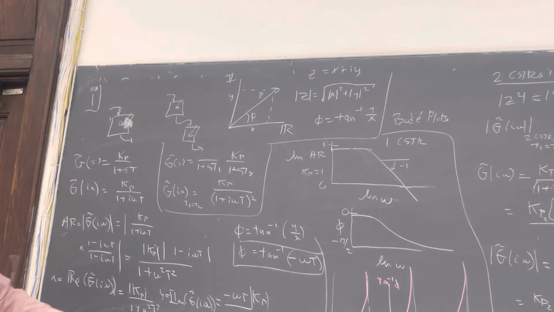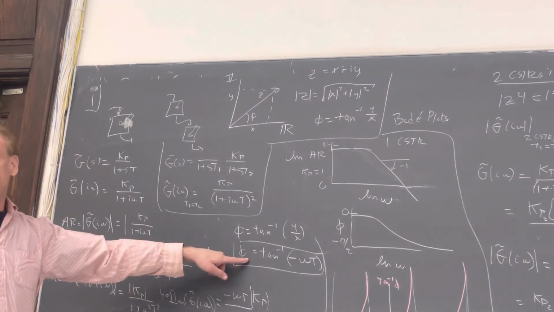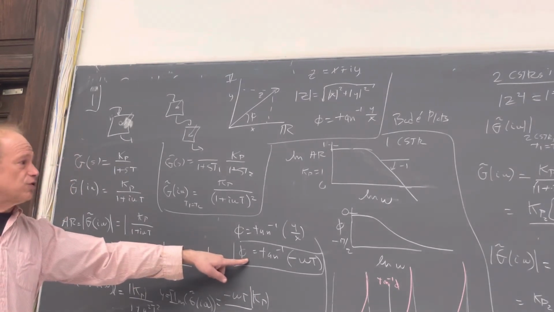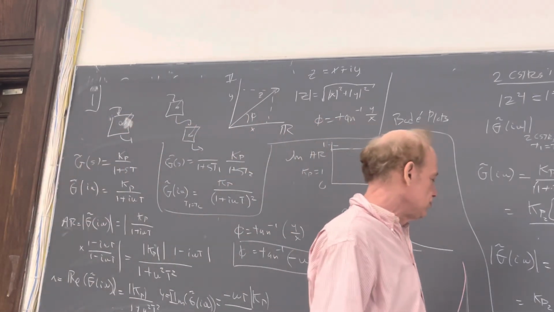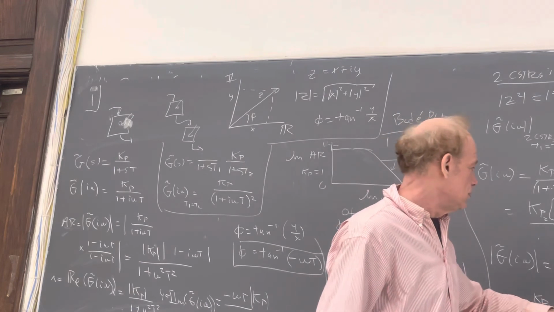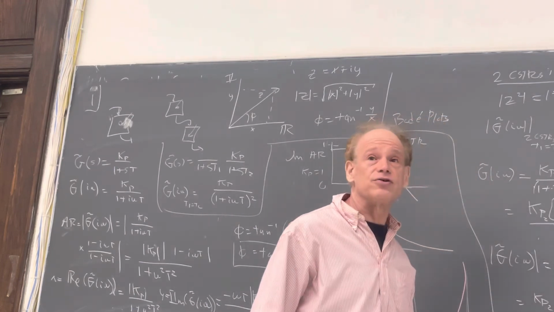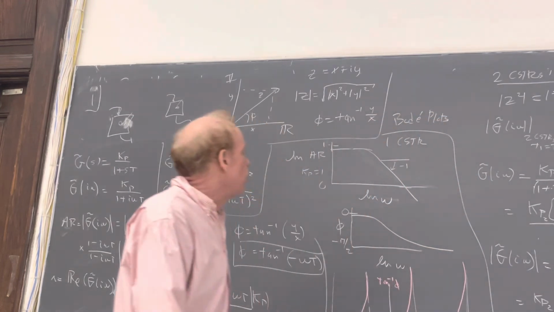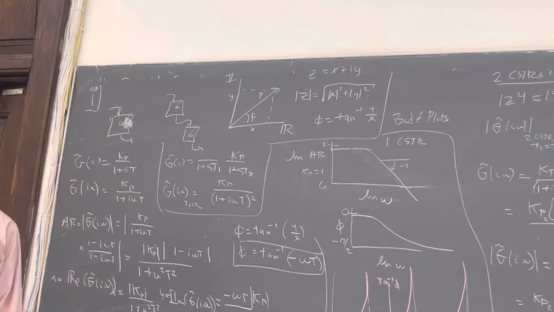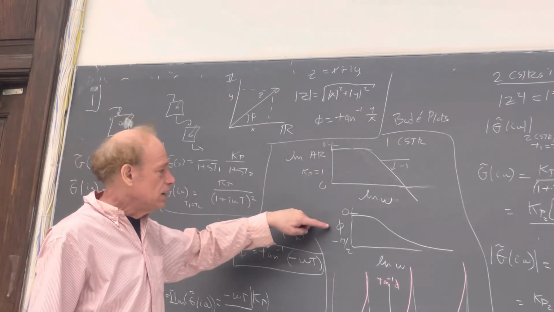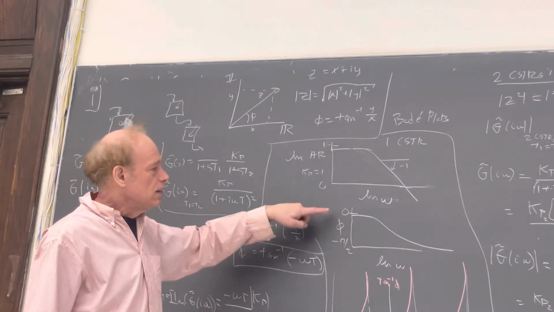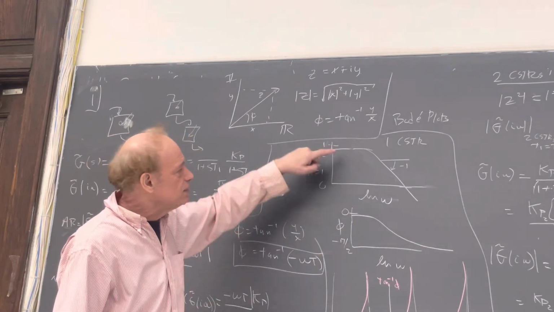We found the amplitude ratio and the phase lag for one CSTR, and the amplitude ratio and the phase lag for 2 CSTRs in series. And then we plotted them in the traditional way, which is called the Bode plots, of the log of the amplitude ratio versus log omega, and phi versus log omega. And we saw there were nice limits here.